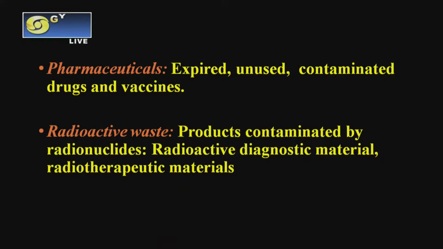Then we find pharmaceuticals like expired and unused drugs, and vaccines also. During COVID-19 we saw how many vaccines were stored in different facilities, and these vaccines also had to be disposed of because the date had passed or the efficacy would have been less. Then there is radioactive waste, which are products contaminated by radionuclides, the radioactive diagnostic materials and the radiotherapeutic materials. So these are another two types of waste which are found.